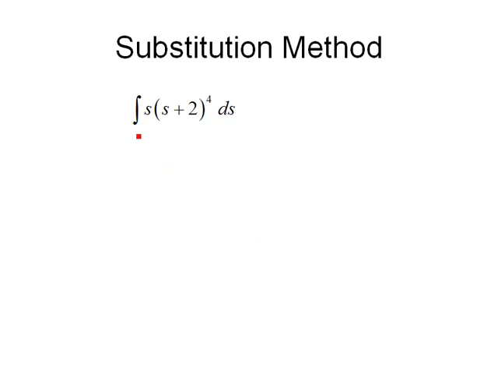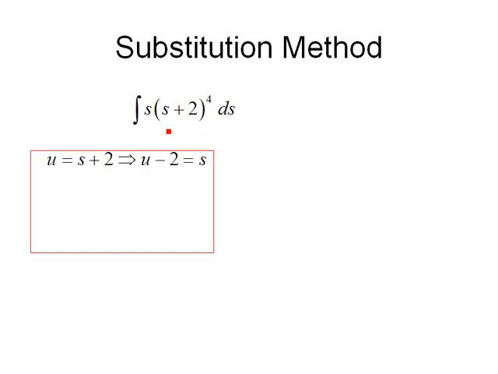Now we're going to find the antiderivative of s times the quantity s plus 2 raised to the fourth power ds. This one's a little more difficult because things do not get swallowed up by the du in the same way. So let's follow our general rule and pick u to be this piece inside. So we'll let u equals s plus 2.